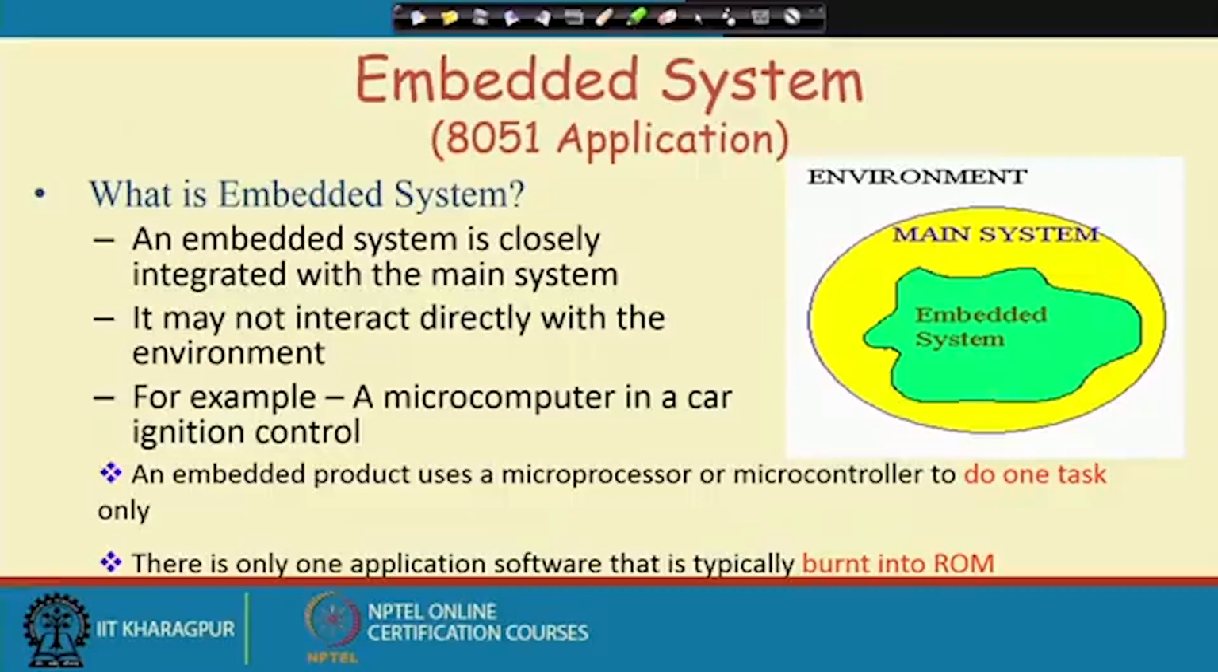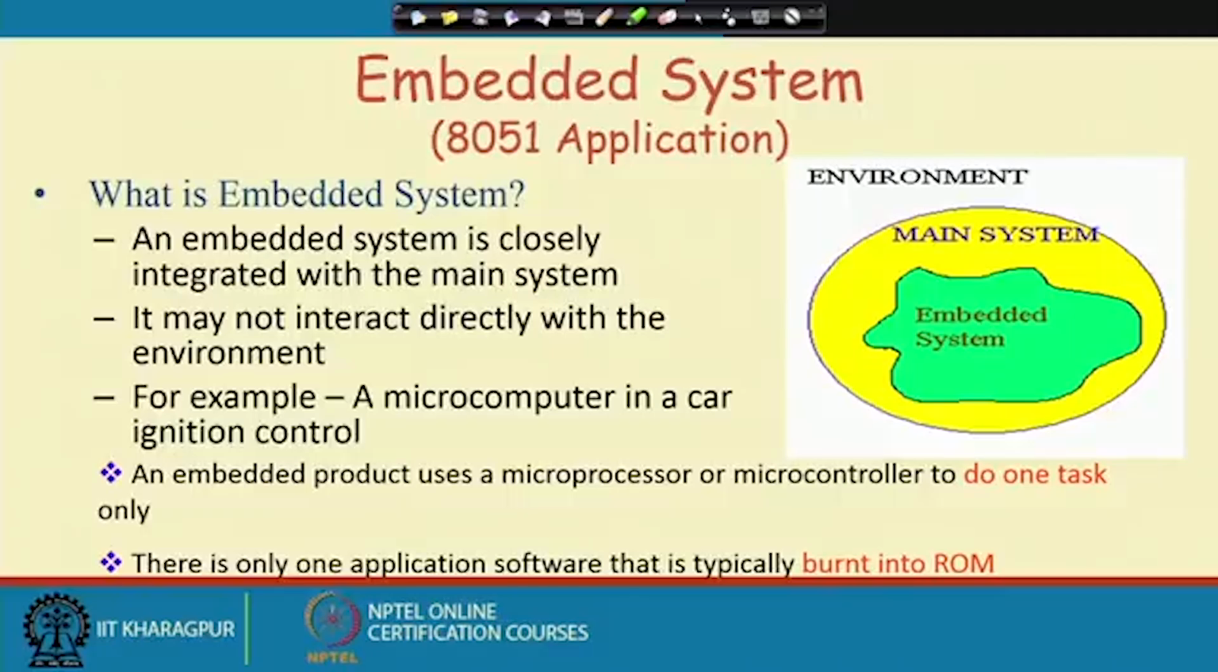These processors may not directly interact with the environment; they may be interacting with the system into which they are put. So, it is a part of a bigger system, and it may be interacting with the bigger system. A typical example is the car ignition control. As I have already said, there are many such processors in the car that help in driving the car and its control.